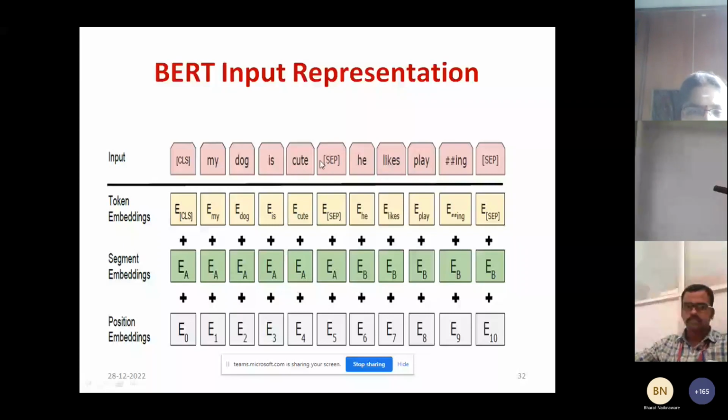"My dog is cute" is one statement. "He likes playing" is another statement. There is a separator between these 2 statements. And the very first statement always starts with a special token, which is called the sentence-level classification token. These are the kinds of embeddings used in BERT.